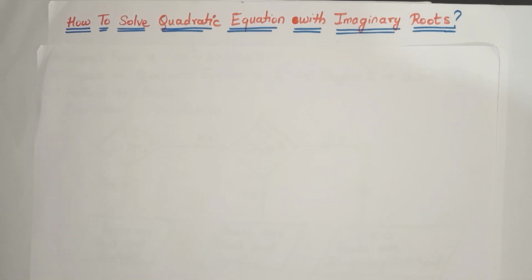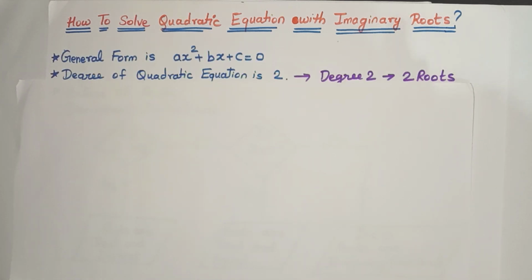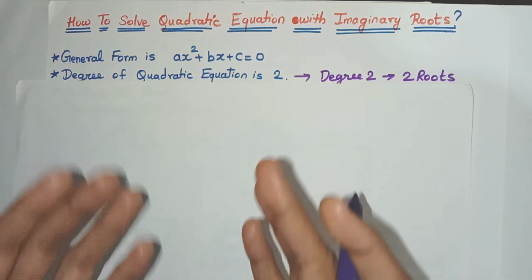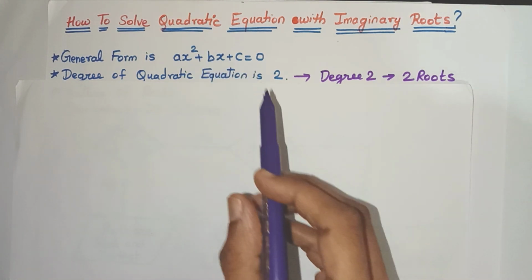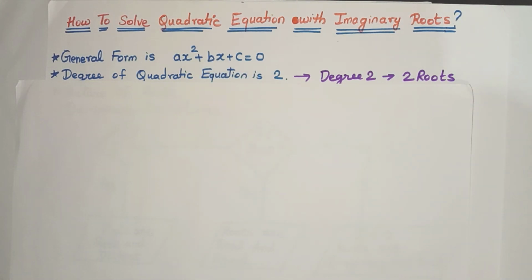So friends, in earlier classes, we have learned what quadratic equations are. Yes, they are equations which have degree 2, and this is the general form: ax square plus bx plus c equals 0. We have also learned that whenever an equation has degree 2, it can have two roots, right? And we have also studied the nature of these roots in previous classes.